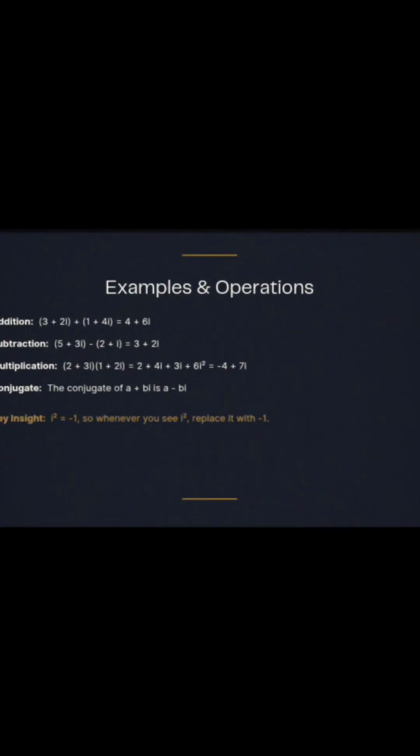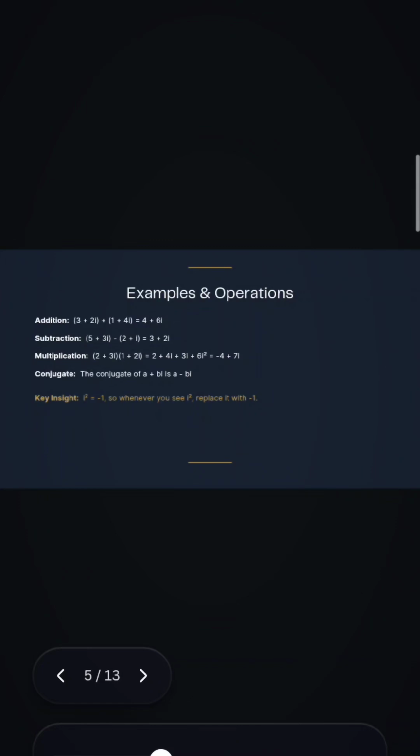Now next topic. Here are some examples and operations: addition, subtraction, multiplication and conjugates. Addition, we can simply add them and it will give a complex number. Then we can simply subtract and it will give a complex number, and by multiplying we get a quadratic expression, and in place of iota squared we put -1 and get a complex number. Conjugate: the conjugate of a + bi is a - bi.